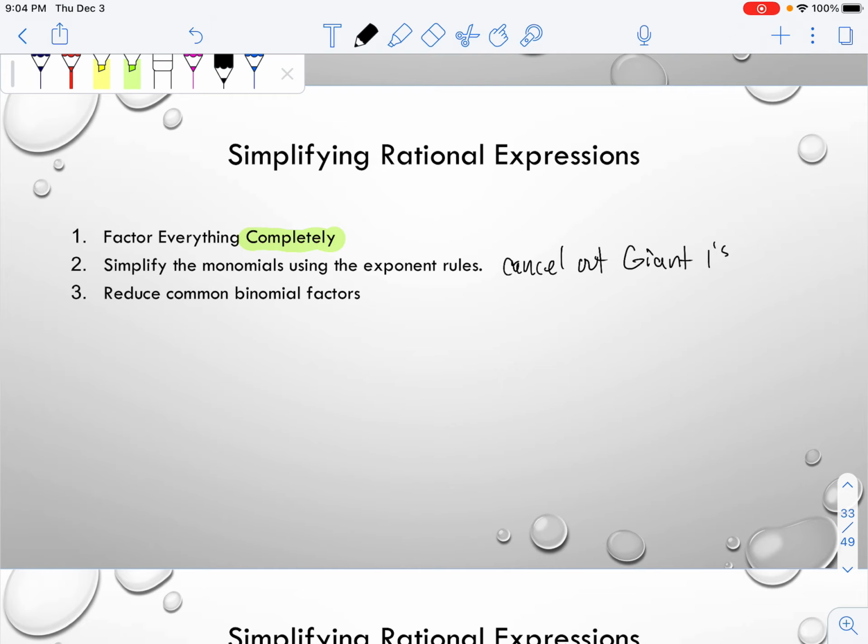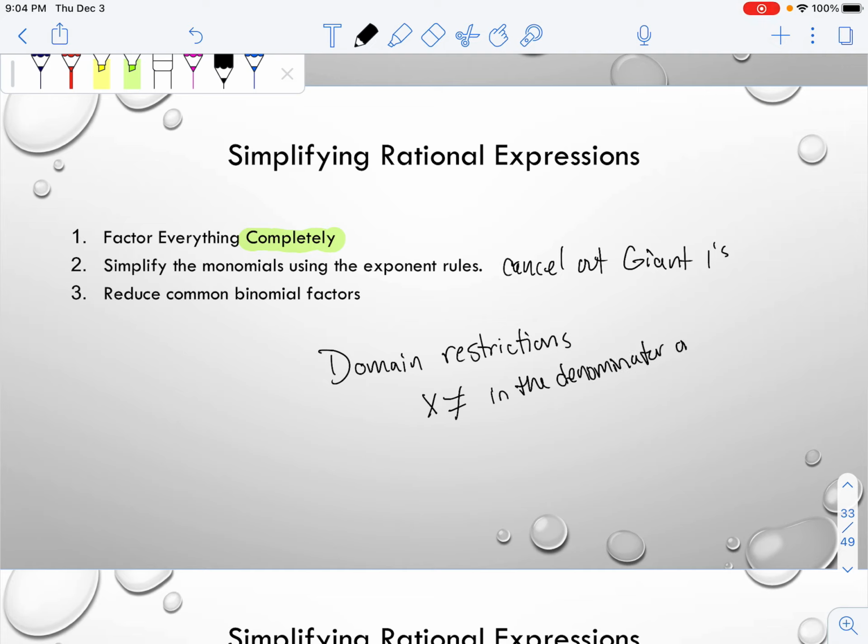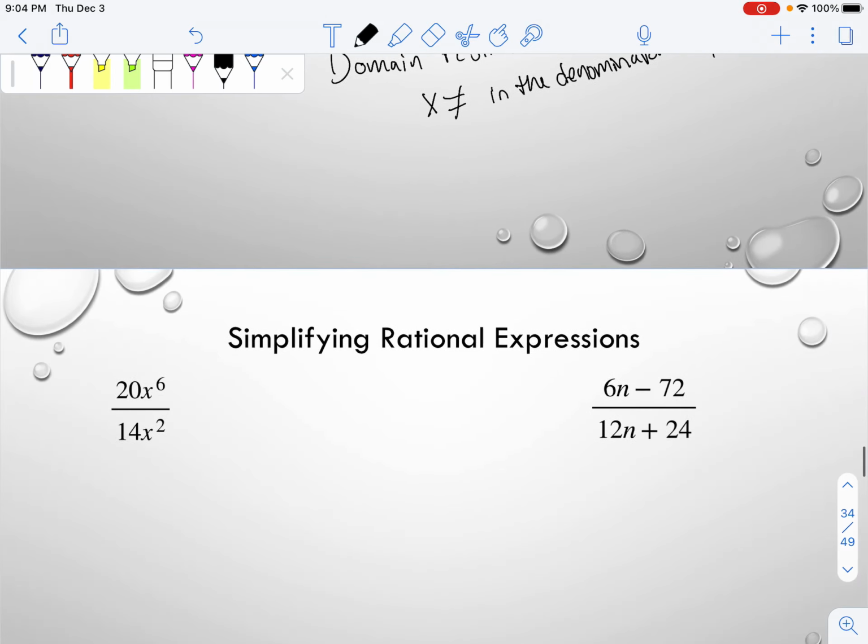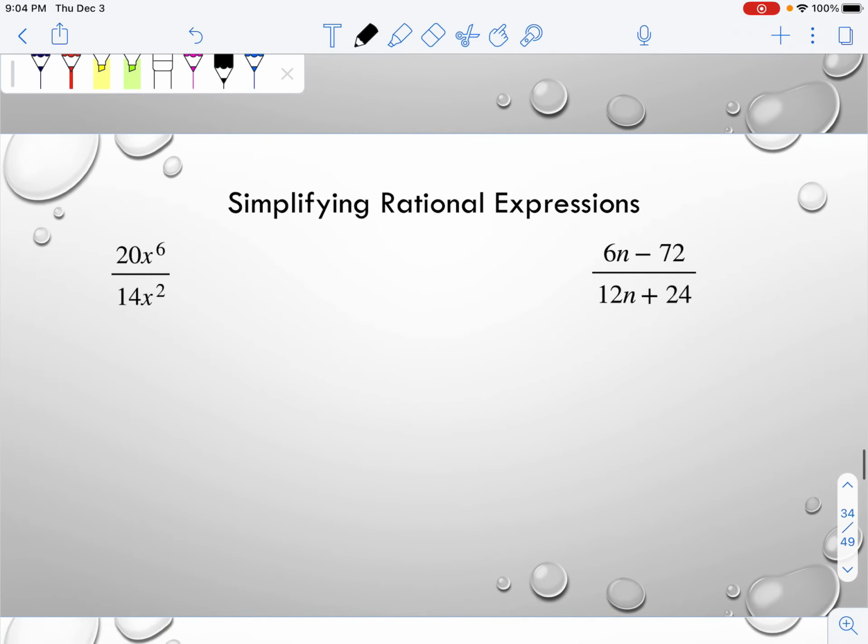One thing I'm going to add here is domain restrictions. Since we're dealing with fractions, we are not allowed to divide by 0. So we need to say what x is not allowed to equal in the denominator only. You'll see exactly what I mean when we start doing some examples. It's only a few pages of notes, and then we'll have an opportunity to practice.